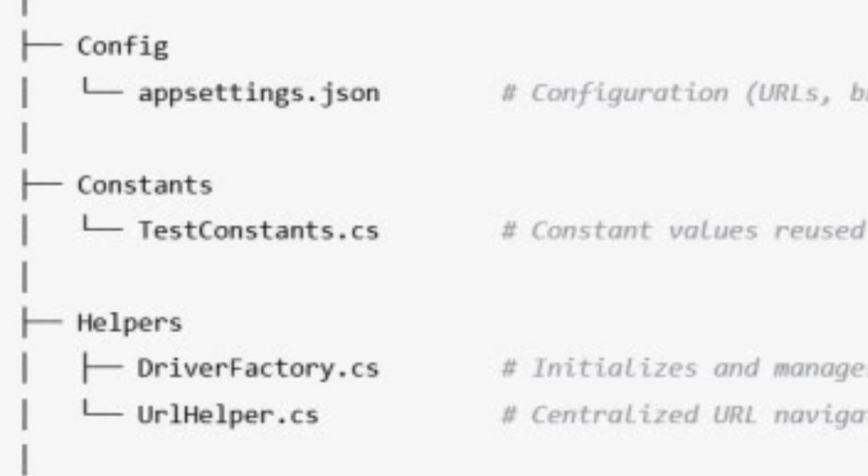So in helpers, we have driverfactory.cs and URL helper.cs. Driverfactory.cs would be responsible for initializing and managing the Playwright driver browser context, and it ensures that the correct browser instance is created and reused where necessary. Whereas URL helper.cs will be a utility class for handling navigation between application URLs. This makes your test cleaner by centralizing all URL references in one place.